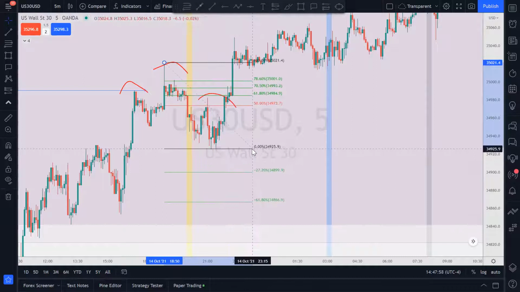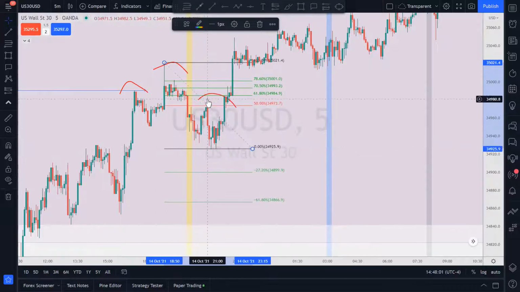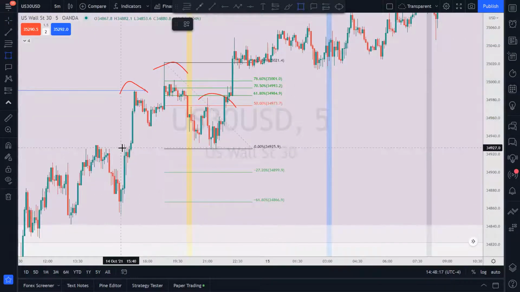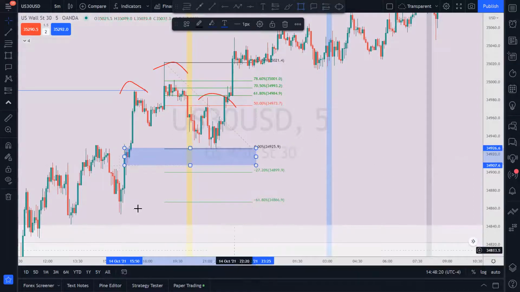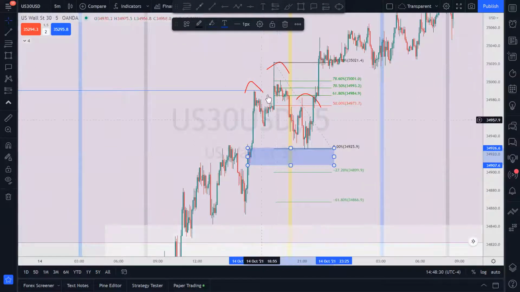Then later on in the evening, it came up, came down, gave us this configuration here, and you can see with the wicks that it was starting to turn around, that it was transitioning and likely to go higher. You want to make sure you catch possible bullish order blocks that price could come back to and turn around on. All right, and this is a proper retracement.